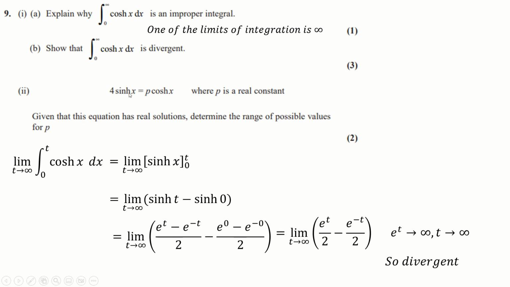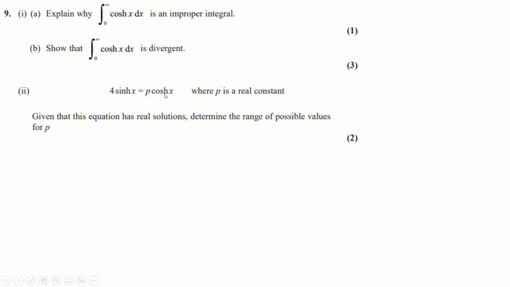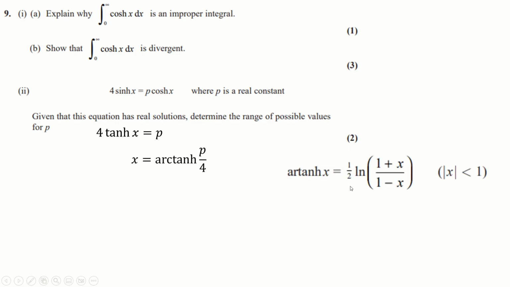Given this has real solutions, well, the obvious thing to do here is just divide by cosh to get this. Divide by 4, I guess, and then do arctanh. Look in the formula book, you get this. And I'm not actually so interested in this, but why I am interested in this, apparently this only works if mod of x is less than 1, so this will only work here if mod of p minus 4 is less than 1, which means p over 4 has to be between -1 and 1, times by 4, you get this, and that's the answer.